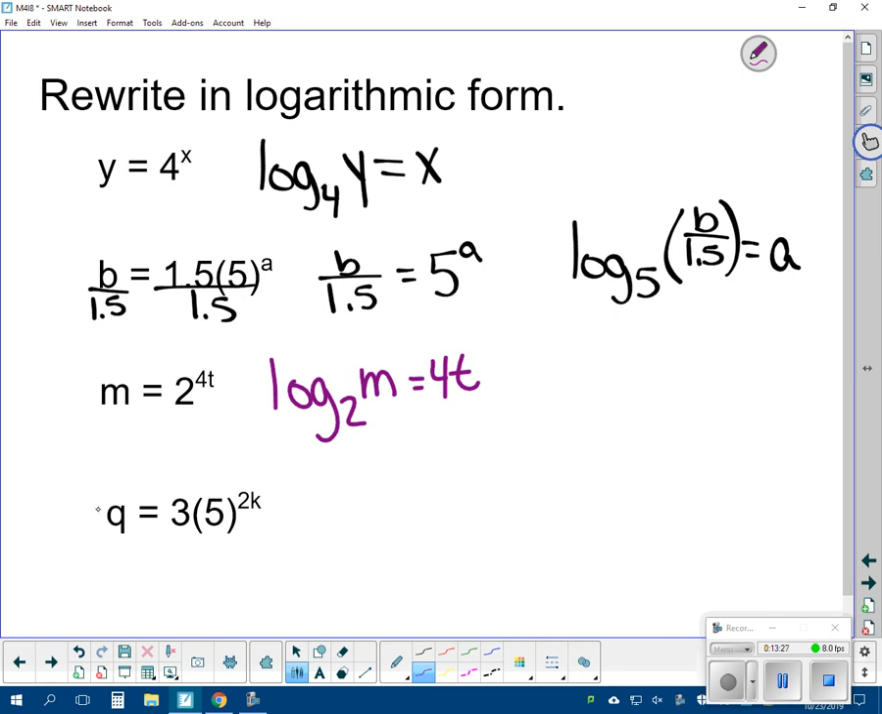Okay, so on this last one, then what's the first thing you need to do? Sure, divide by 3. So you would get log base of equals 2k. Everybody okay with that?